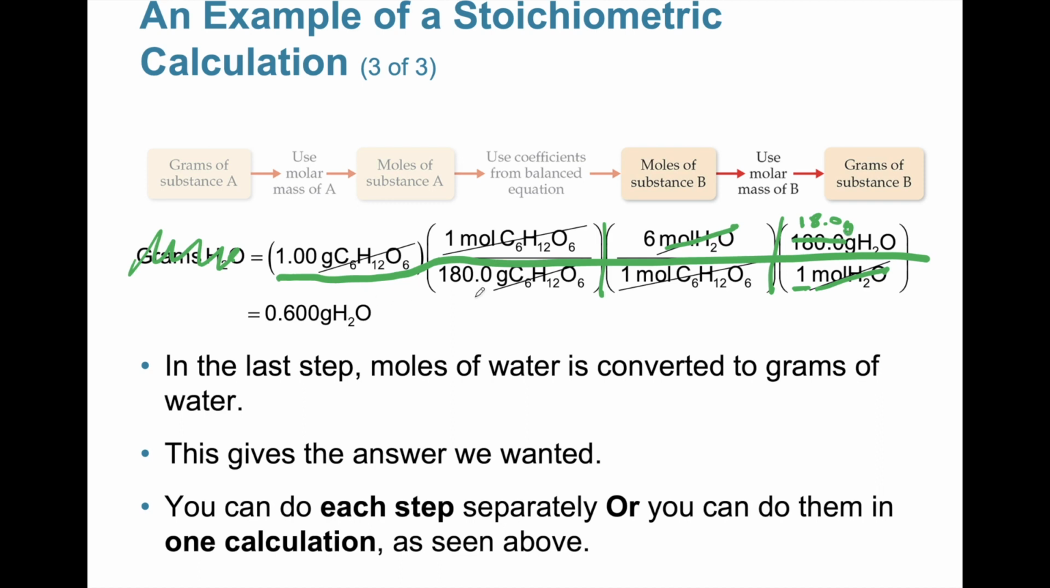And then all you have to do is go through the math, like we always do. Multiply all the things on top: 1 times 1 times 6 times 18. And then multiply 180 at the bottom times 1 times 1. And then divide the 2 out. And then you should get 0.6 grams of water. I'm pretty sure that's right.